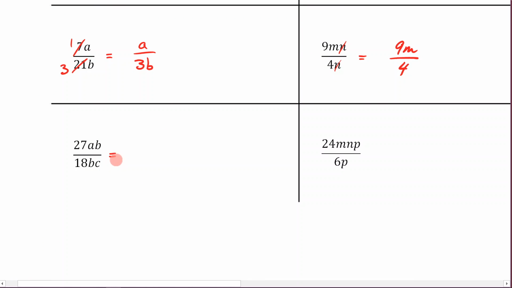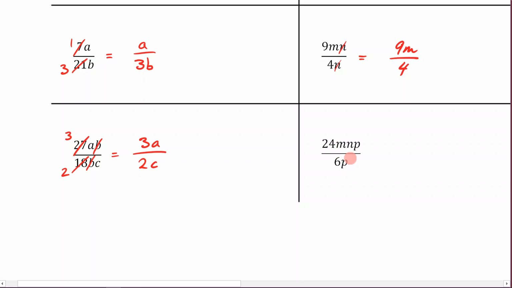Here we have 27AB over 18BC. Well, I see a B and a B. They can both be cancelled. 27 and 18 can both be divided by 9. 27 divided by 9 is 3. 18 divided by 9 is 2, which means I'm going to be left with 3a on 2c.